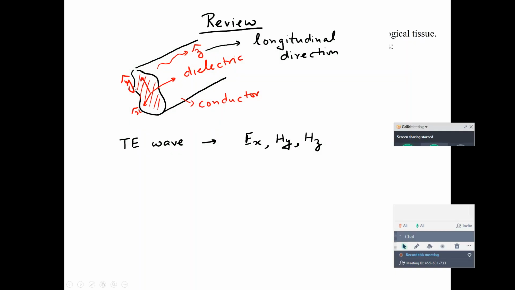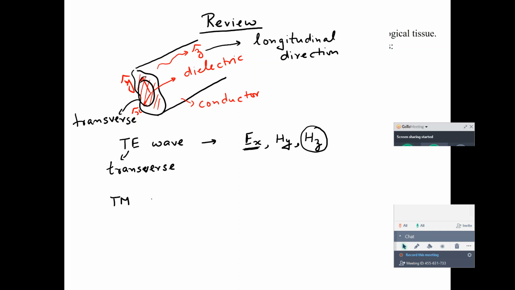And the direction perpendicular to that, the plane perpendicular to that, is called the transverse. So TE, which is basically a transverse electric wave, is a wave where the electric field component only exists in the transverse plane to the direction of propagation, or the longitudinal direction, but there is a longitudinal component of the magnetic field.